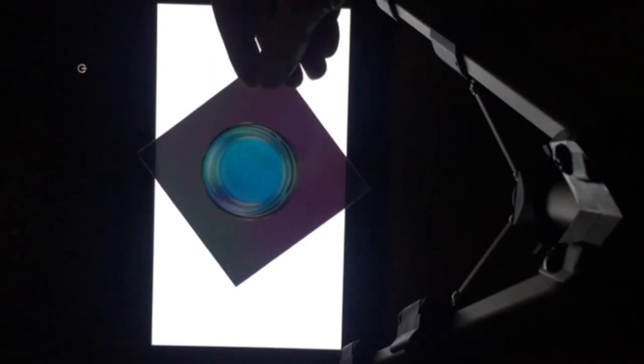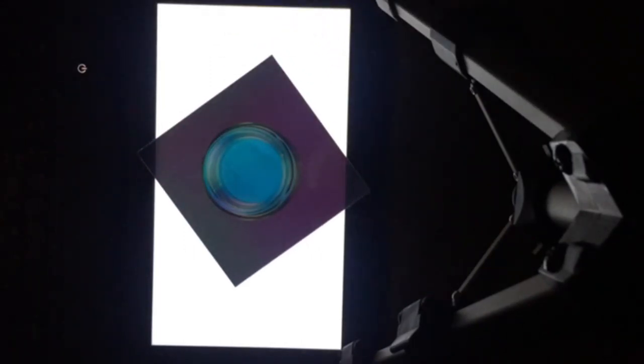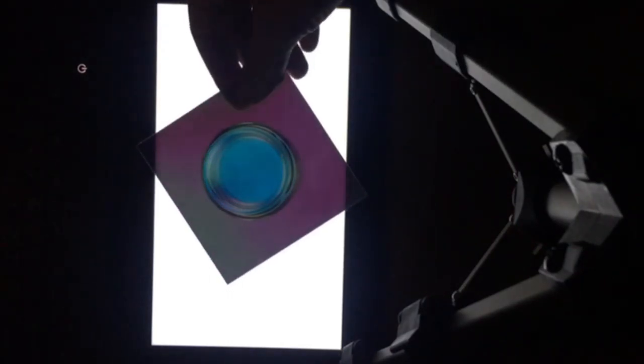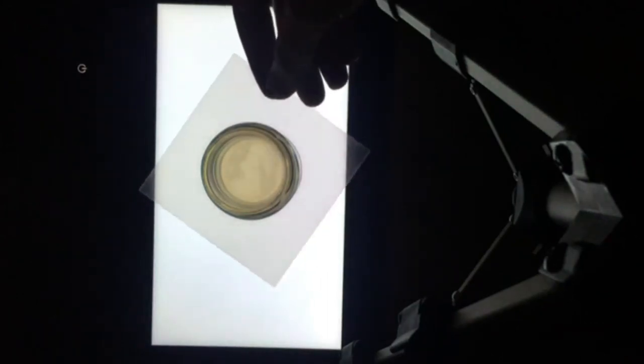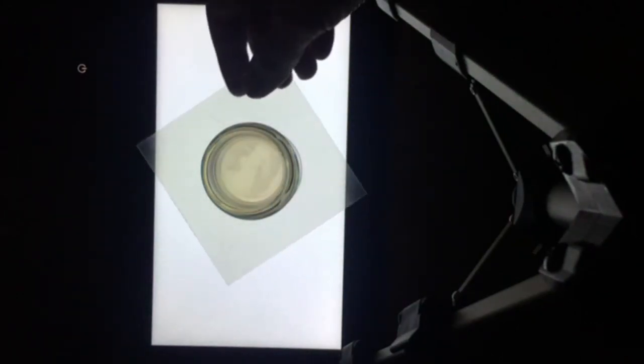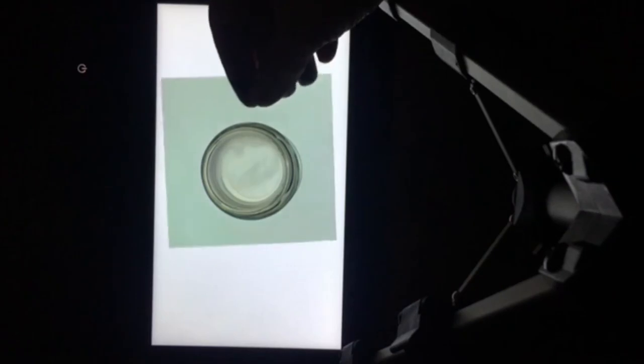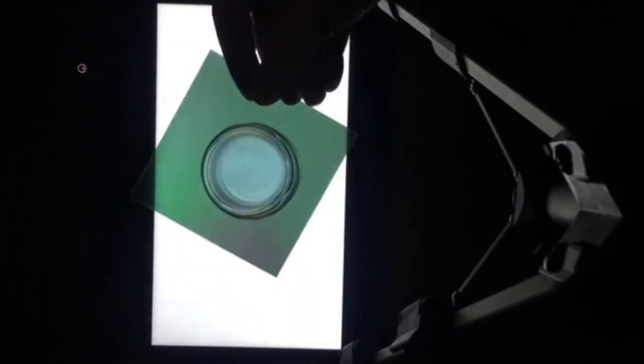Okay, so the way to do it is this optical activity. This is called optical activity. If light passes through a liquid and the polarization plane is changed, it's called optical activity. Now, enjoy the different colors as I twist it.